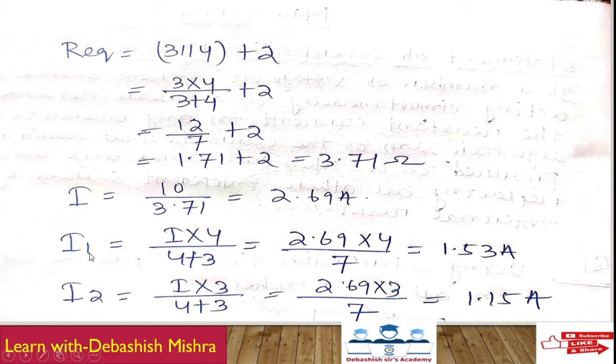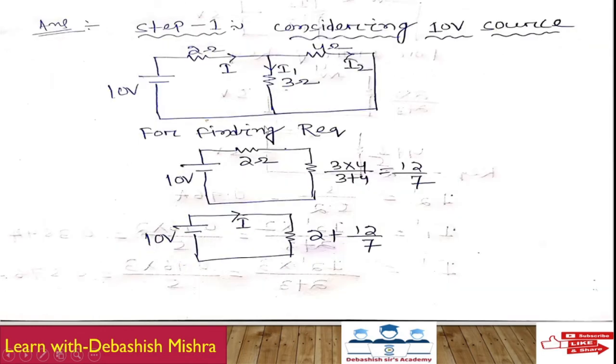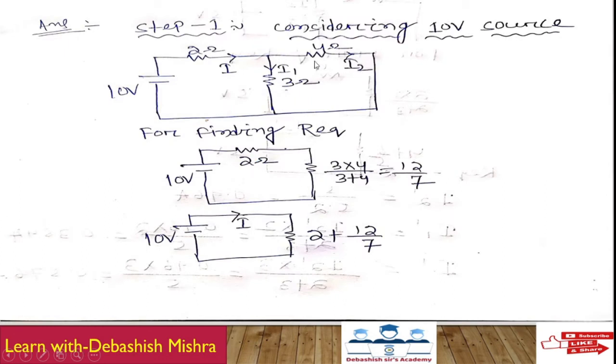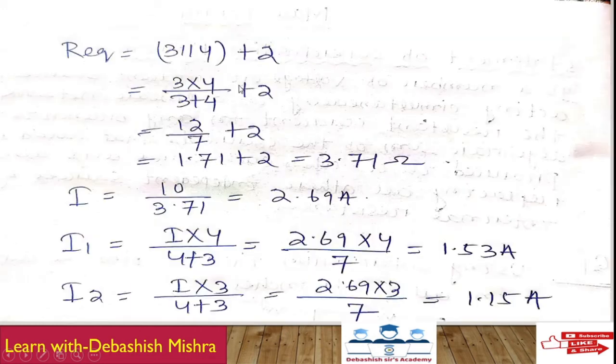What will be your I1? I1 is the total current I times the opposite resistance, 4, divided by 4 plus 3. So I into 4 divided by 4 plus 3 is 1.53 ampere. What is I2? I2 is the total current I times the opposite resistance, 3, divided by the total resistance 3 plus 4. It is I into 3 divided by 4 plus 3, which is 1.15 ampere.